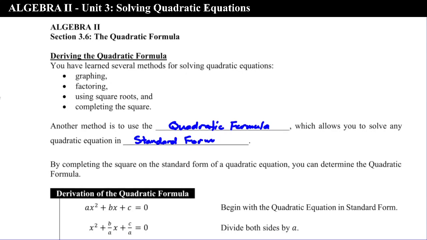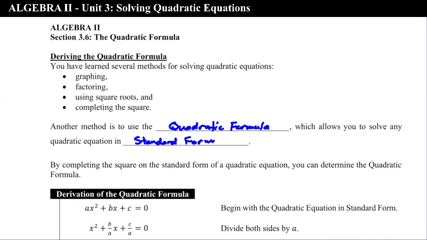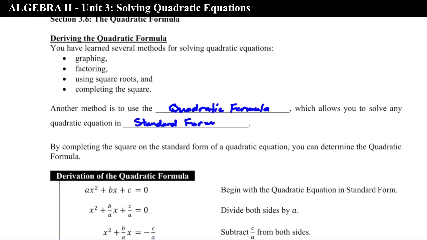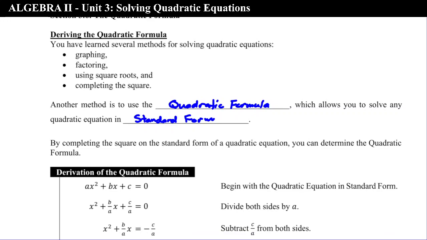Next, we're going to move that c over a term to the other side, because we want our x's on one side and the constants on the other, and c over a is just a constant. So that pulls us here. We're at x squared plus b over a x equals negative c over a. Just remember, b over a and negative c over a are just numbers. Our only variable here is x. A, b, and c are just placeholders for some numbers.